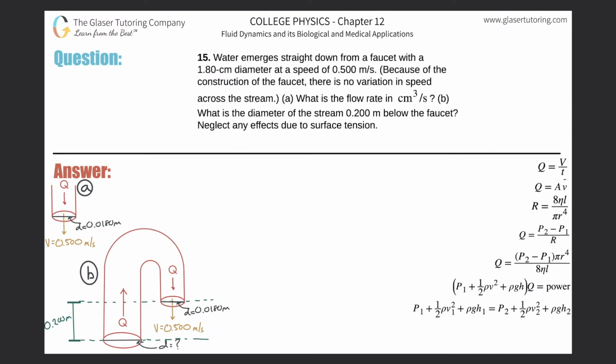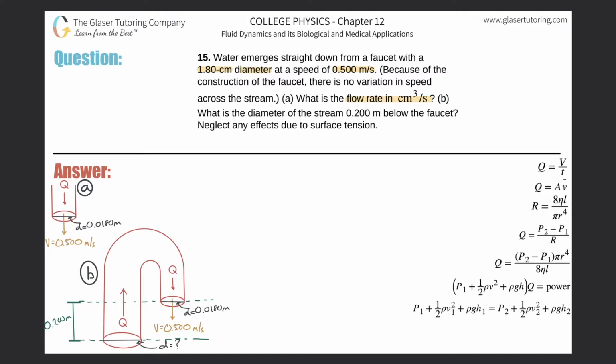Number 15. Water emerges straight down from a faucet with a 1.8 centimeter diameter at a speed of 0.5 meters per second. Because of the construction of the faucet, there is no variation in speed across the stream. Letter A. What is the flow rate in centimeter cubed per second?